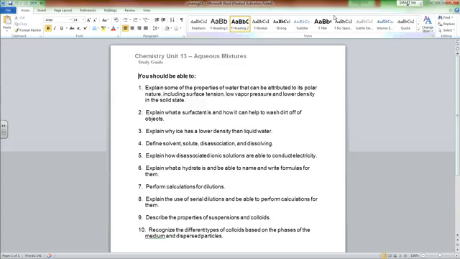Number 4, you should be able to define a solvent, a solute, dissociation, and dissolving. So remember, the solvent is the thing that's doing the dissolving, the solute is the thing that's being dissolved. You should definitely know the difference between dissociation and dissolving. Dissociation is where ionic molecules actually get taken apart into their ionic forms. So like sodium and chlorine, actually the molecules get pulled apart and surrounded by water molecules. It's not the same as dissolving. With dissolving, each molecule gets surrounded, but it doesn't get pulled apart.